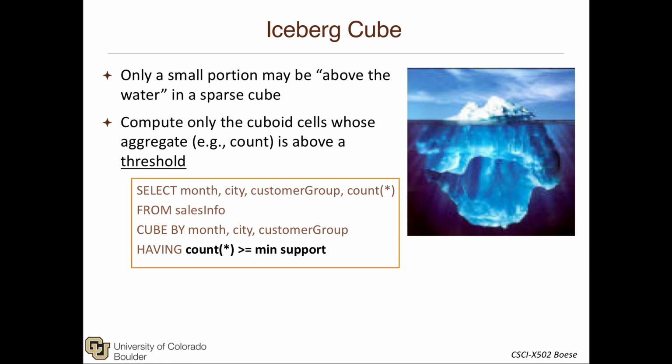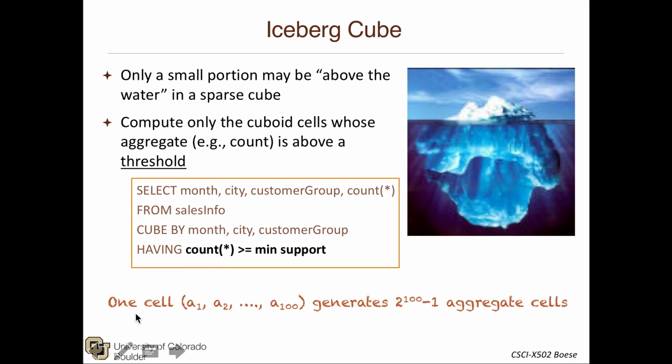So when we get down to this SQL example, here's our count. So it's going to do an aggregate from a data table. We're specifying the cube and then having the count greater than some minimum support. This is our iceberg condition. So we have to meet this threshold is what we're trying to do.